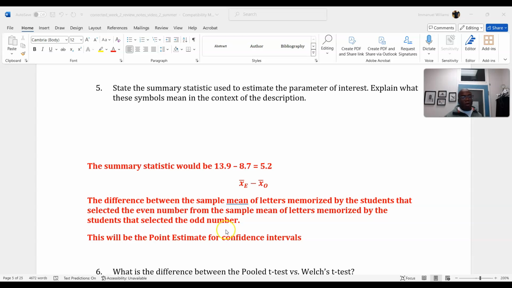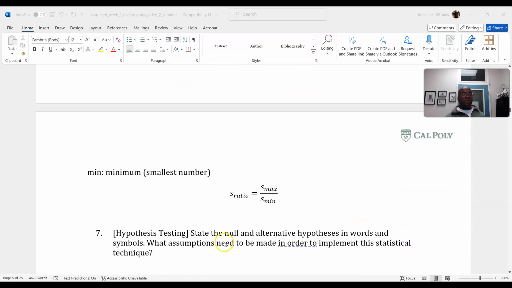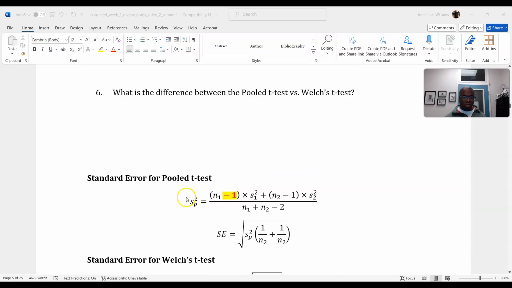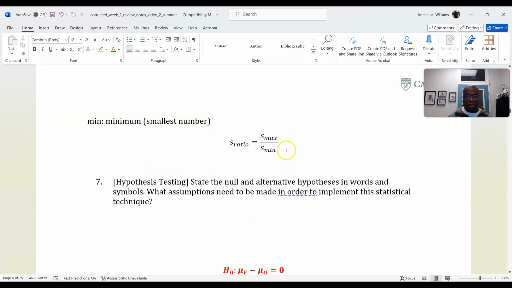Now I can talk about the actual difference between the pooled t-test and the Welch's t-test. I'm going to scroll down a little bit and then scroll back up. The true difference is based off of the S ratio, which is S max over S min. S max is the maximum standard deviation, and S min is the minimum standard deviation. Let me just copy and paste this for our own sanity.